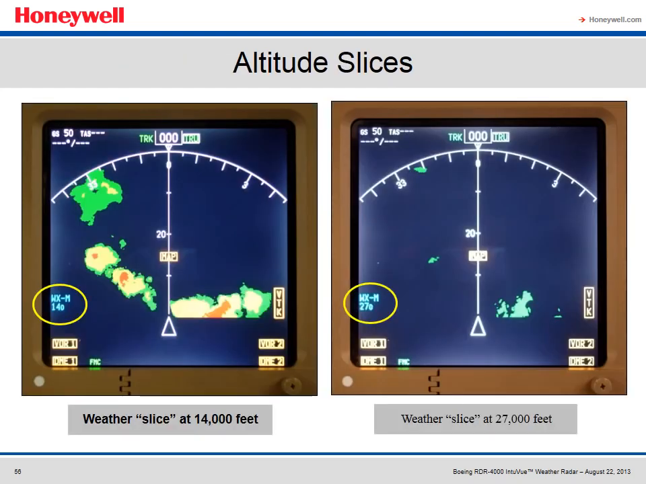In these pictures, the same area of weather is displayed at different altitudes via altitude slices. On the left, a slice is taken at 14,000 feet, and on the right, a slice is taken at 27,000 feet. This mode allows the pilot to easily measure the tops of the cells to find a deviation path, while never having to manipulate tilt or perform mental math.